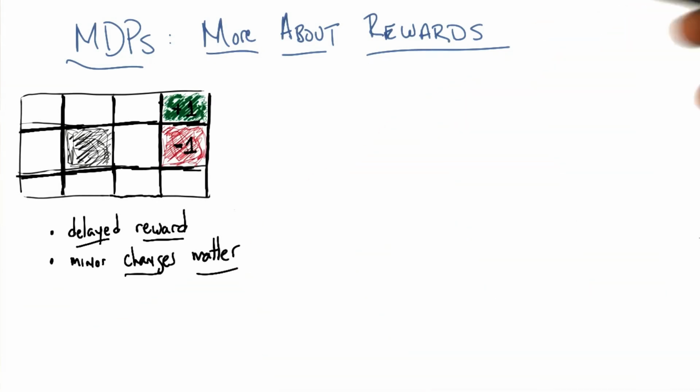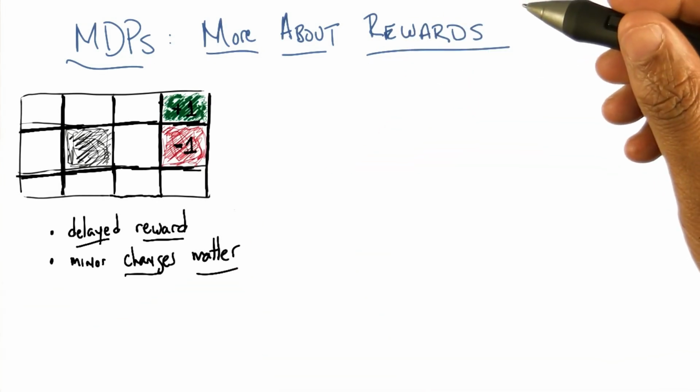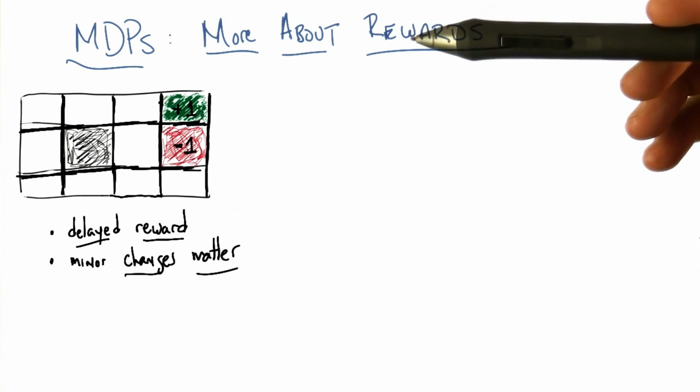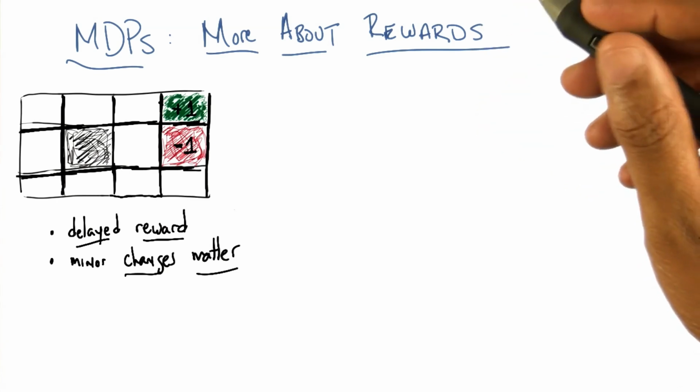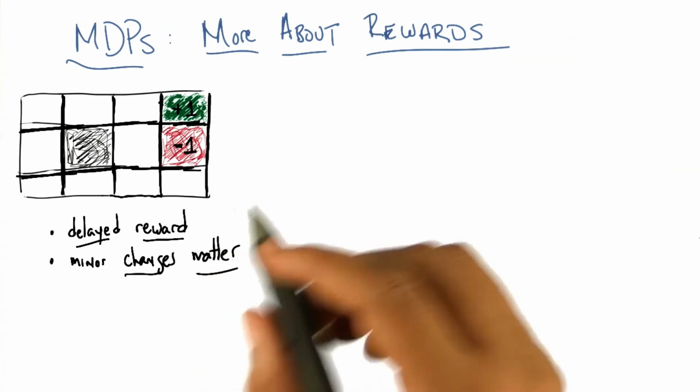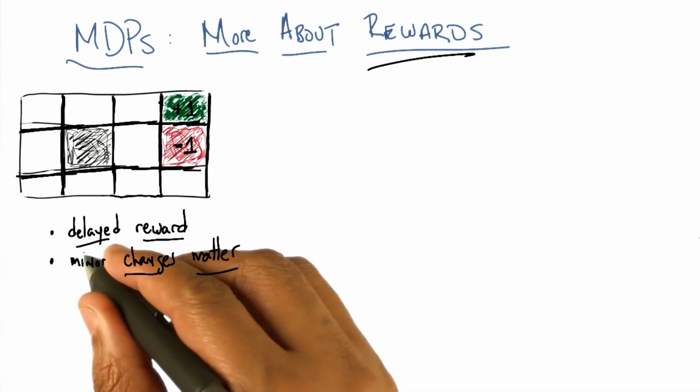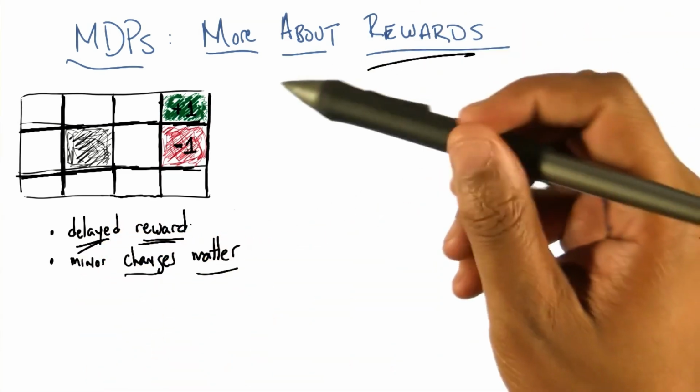Okay, so I want to talk about two things on this little slide here. The first one is kind of a general observation about rewards and what makes the reinforcement learning MDP problem different from the supervised learning problems that we did before. And that's this notion of not just rewards, but this notion of delayed rewards. So what do I mean by that?